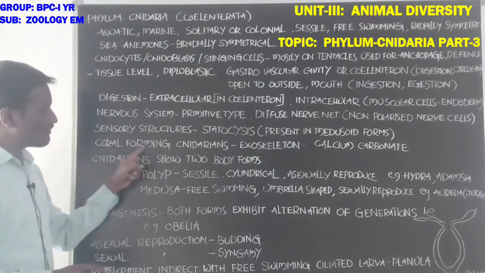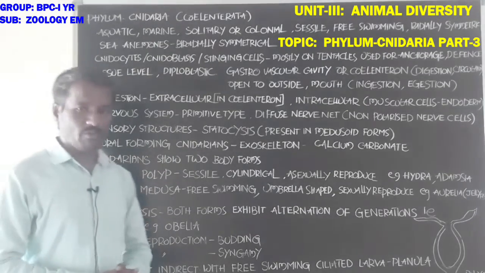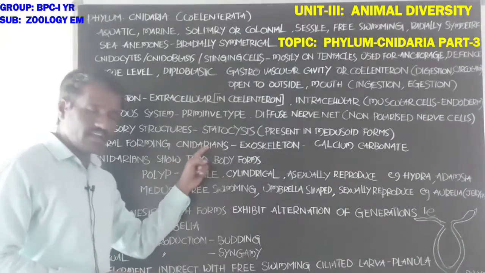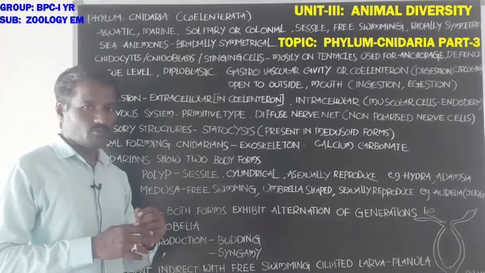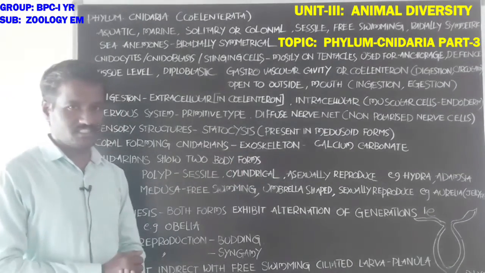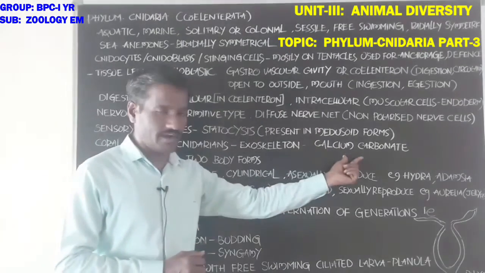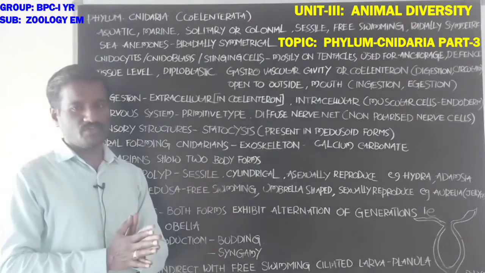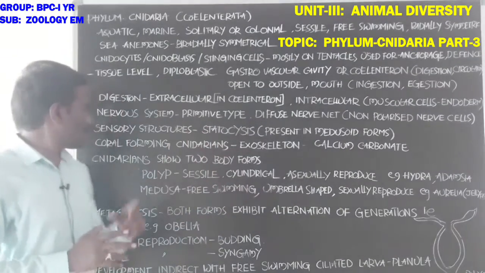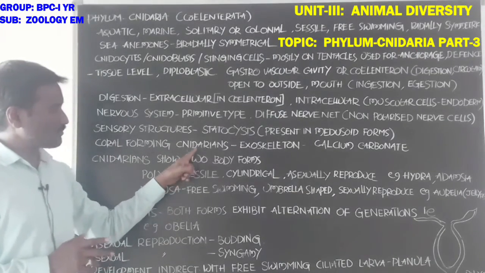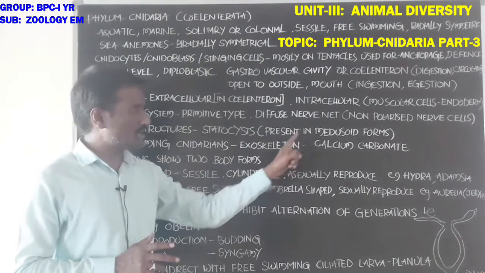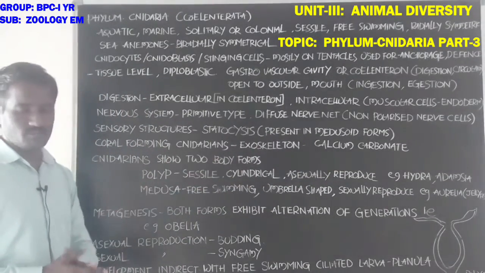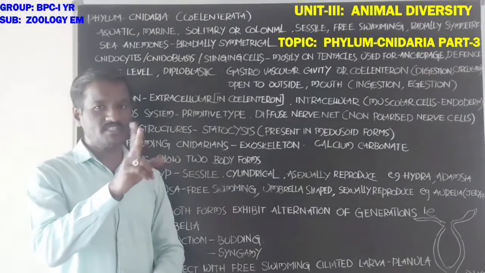Next, coral forming cnidarians. Some cnidarians have an exoskeleton made up of calcium carbonate, which forms solid structures in marine water called corals. Coral forming cnidarians have an exoskeleton made of calcium carbonate.